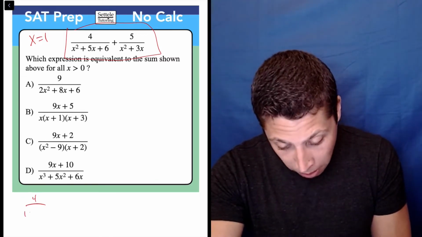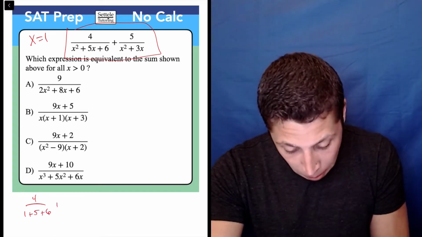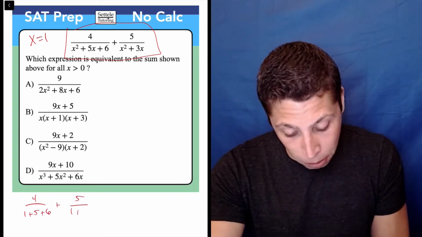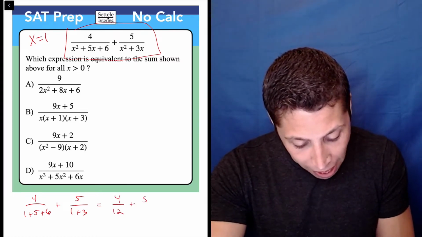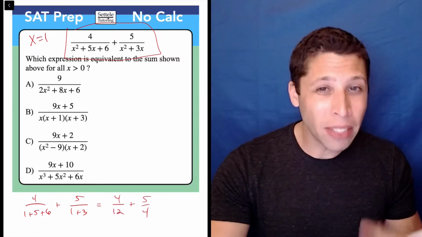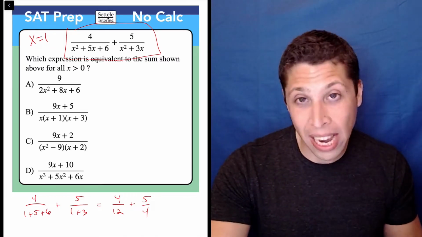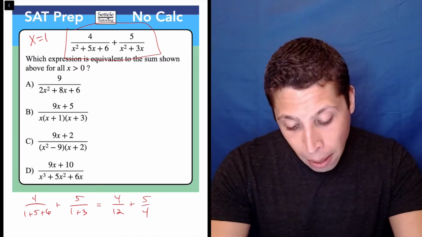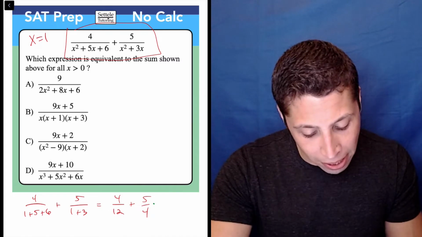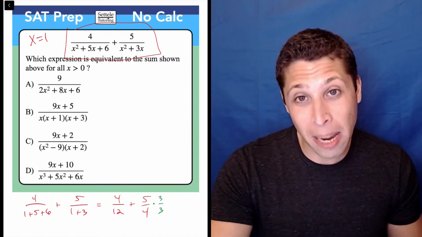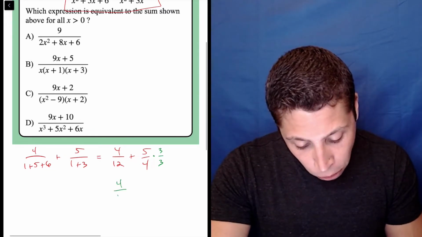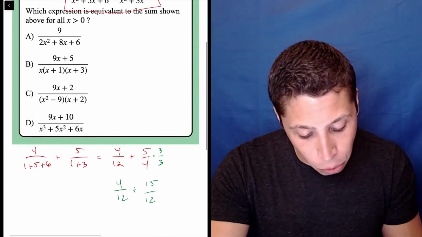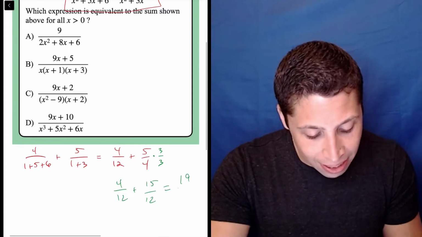4 over 1 plus 5 plus 6 plus 5 over 1 plus 3, and that's going to reduce to 4 over 12 plus 5 over 4. Now we might have an instinct here to reduce 4 over 12 down to 1/3, but instead what we should do is we should actually make our denominators the same so that we can add these together. So what we really have is 4 over 12 plus 15 over 12, which is 19 over 12.